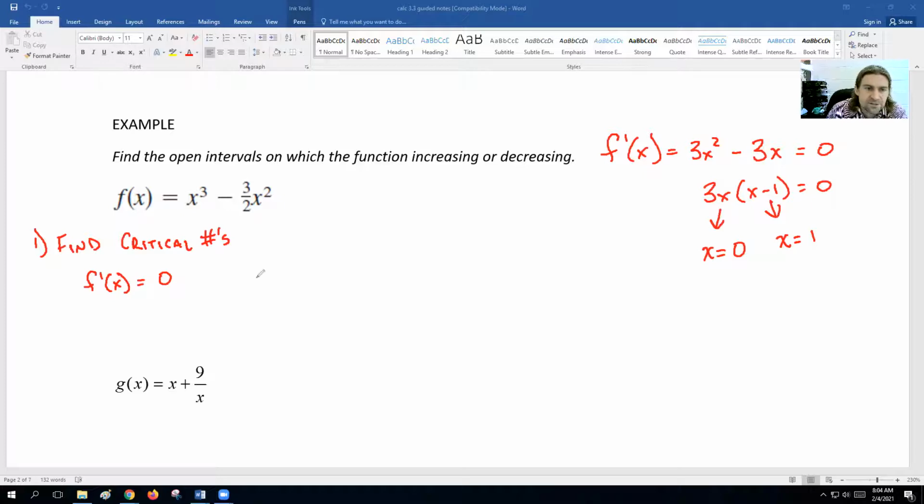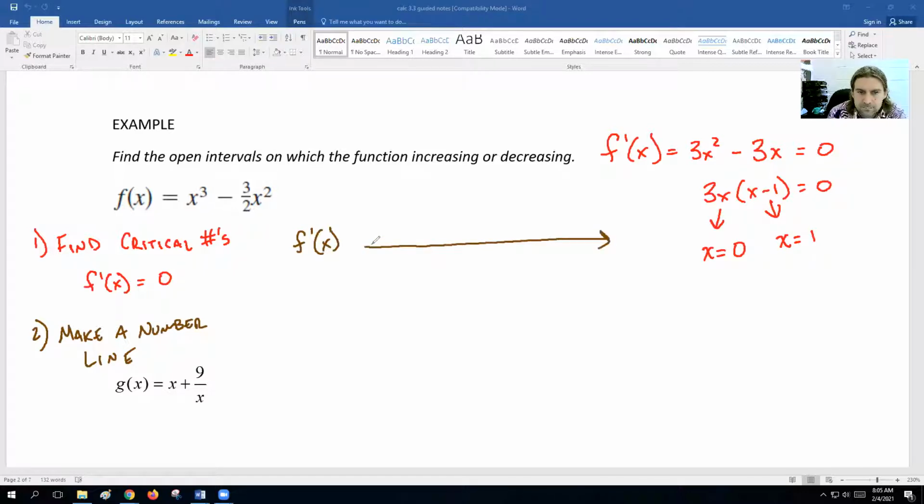All right, now what I want you to do for step 2 is we're basically going to make a number line. I'm going to name this number line f prime of x. And we're going to put our critical numbers on the number line, and that's it. So we have 0 that comes before 1.